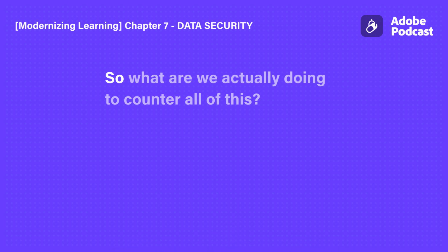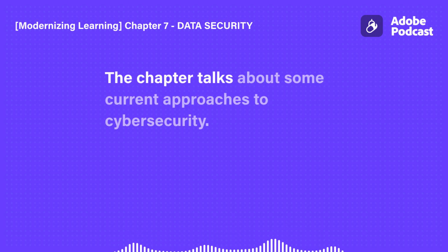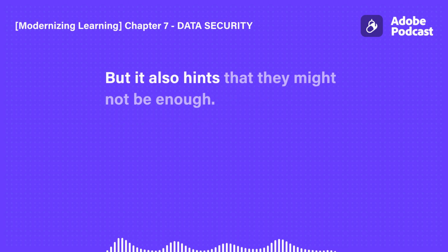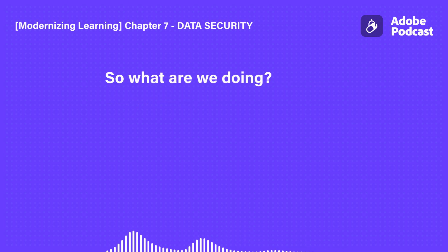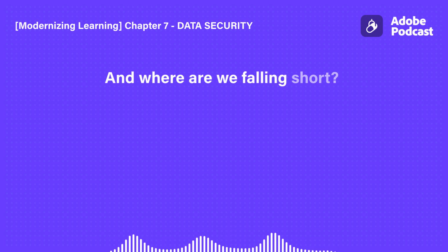Right. So what are we actually doing to counter all of this? The chapter talks about some current approaches to cybersecurity, but it also hints that they might not be enough. So what are we doing right and where are we falling short?